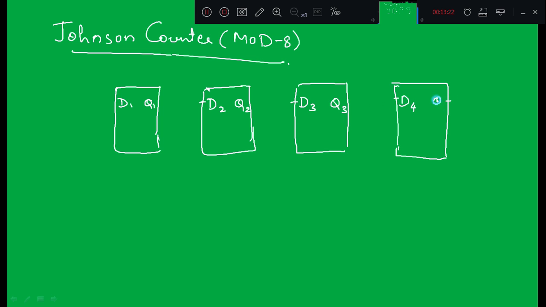Okay. So this connection remains the same. Q1 is connected to D2, Q2 is connected to D3, Q3 is connected to D4.